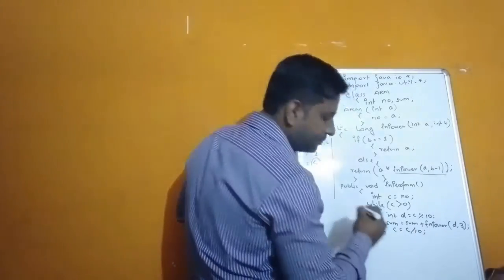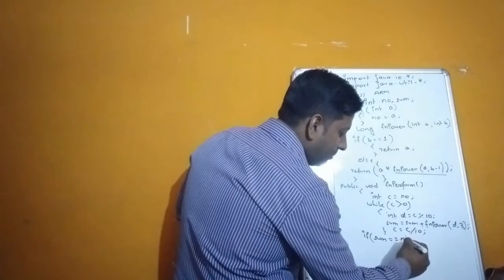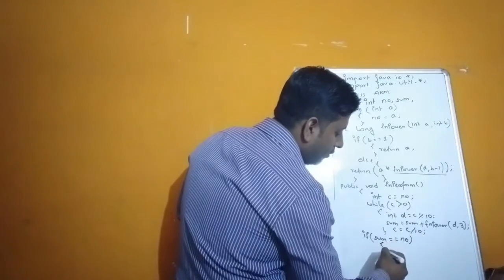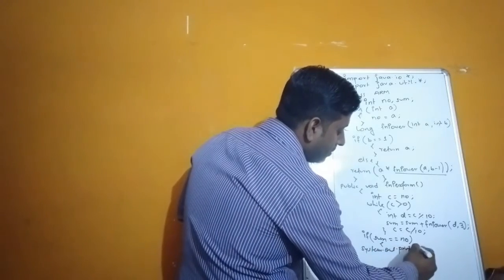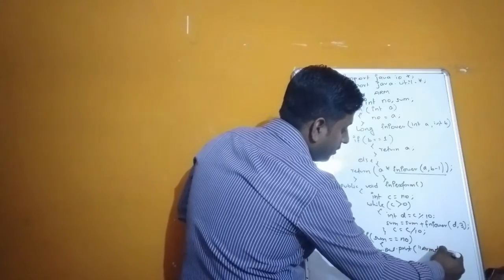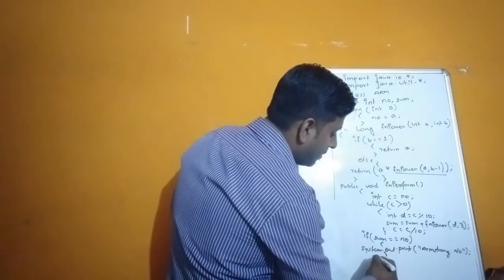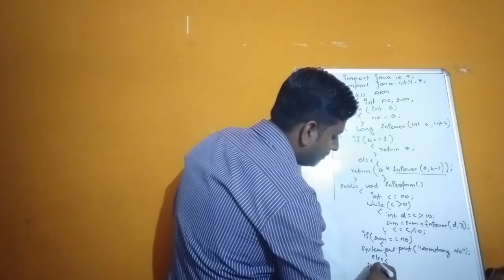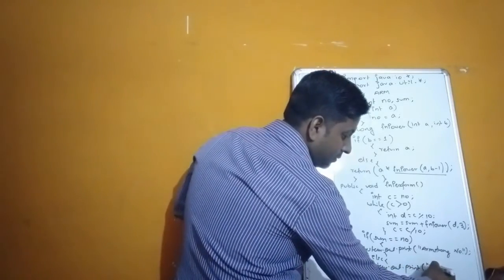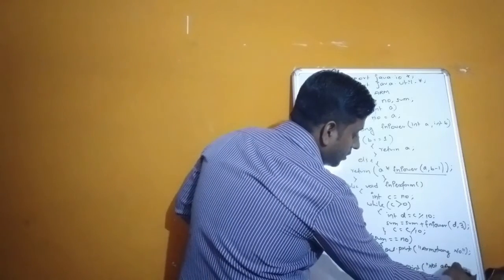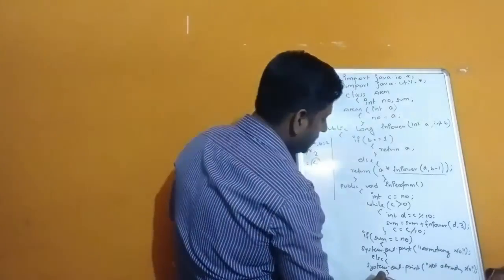Now if the sum we got is equal to the original number, that is number, we'll write here Armstrong number. Okay, else not a Armstrong number. We will close the function.